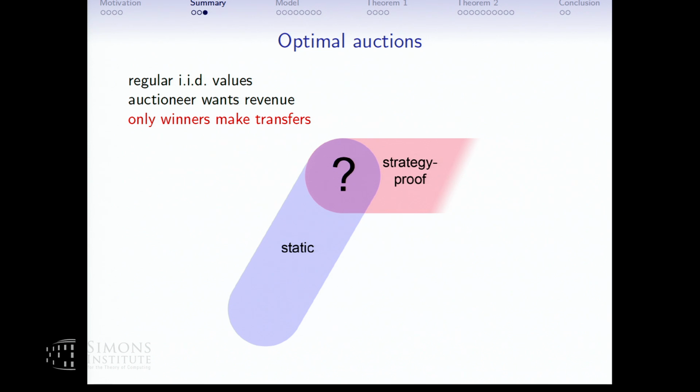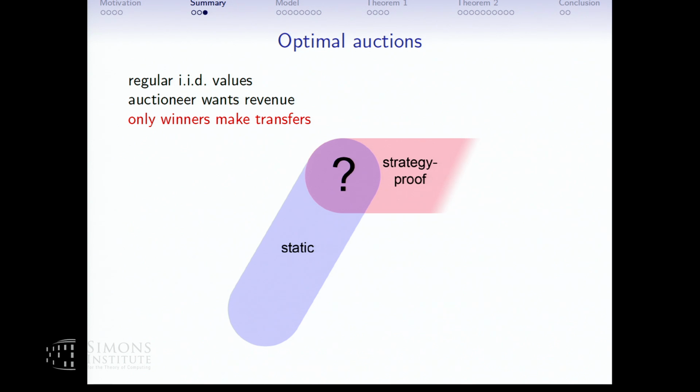We're going to look at the useful benchmark model of independent private values auctions. We're going to look for regular IID values. We're going to give the auctioneer a utility function. We're going to assume the auctioneer wants revenue. And we're going to restrict attention to auctions in which only the winning bidder makes any payment. We can relax that, but that will complicate the exposition.